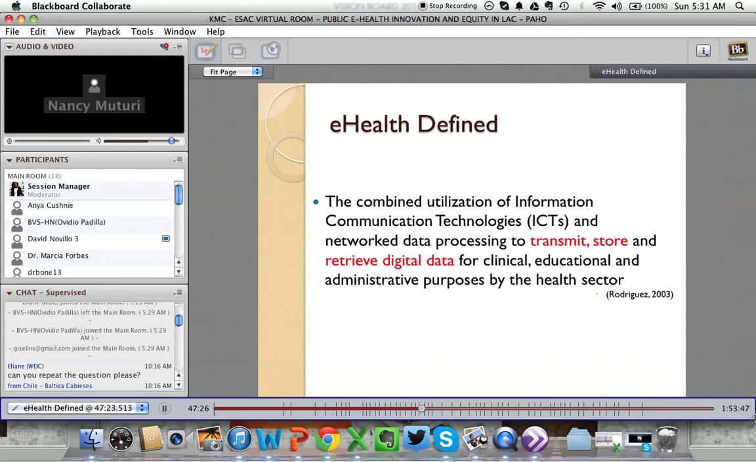So how do we define eHealth? This is a common definition that you'll find in almost every document, every research that focuses on health communication and eHealth. Basically, it's a combination of or utilization of information communication technologies to really transmit and store and retrieve some kind of digital data for clinical and educational purposes.